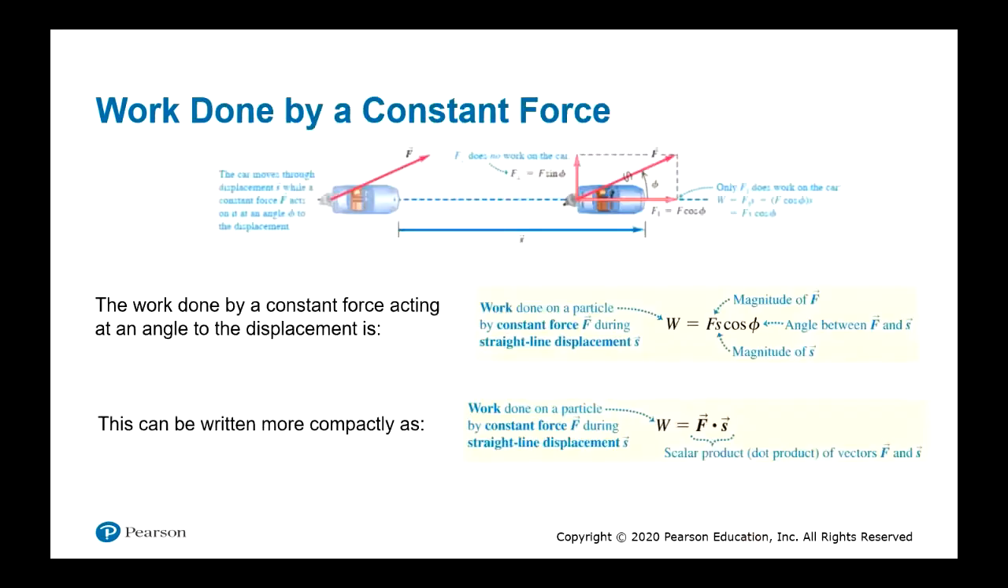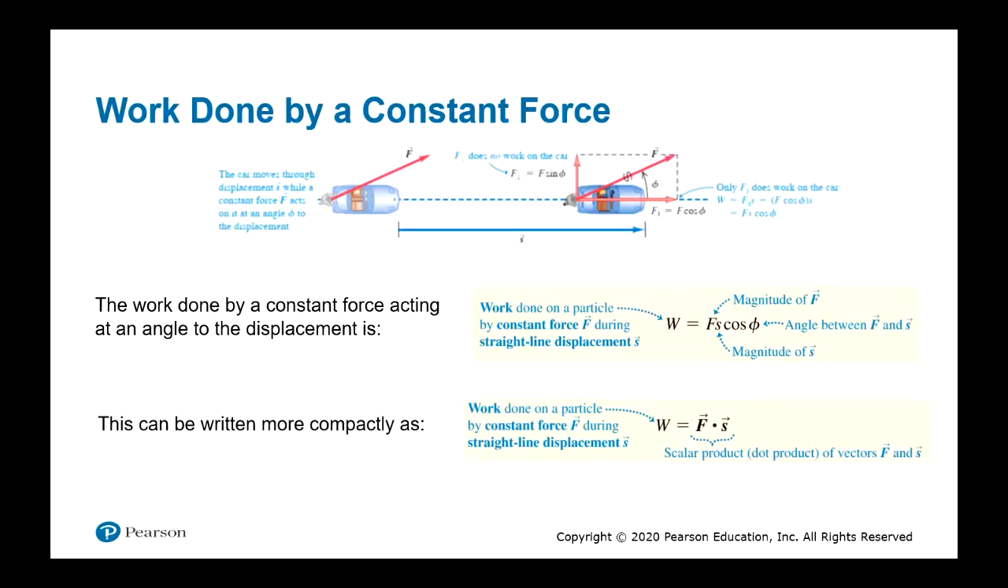Okay, so now we have here a person trying to push a stalled car. We already know that if the person pushes the car through a displacement with a constant force in the direction of motion, it is given by W equals F times S.